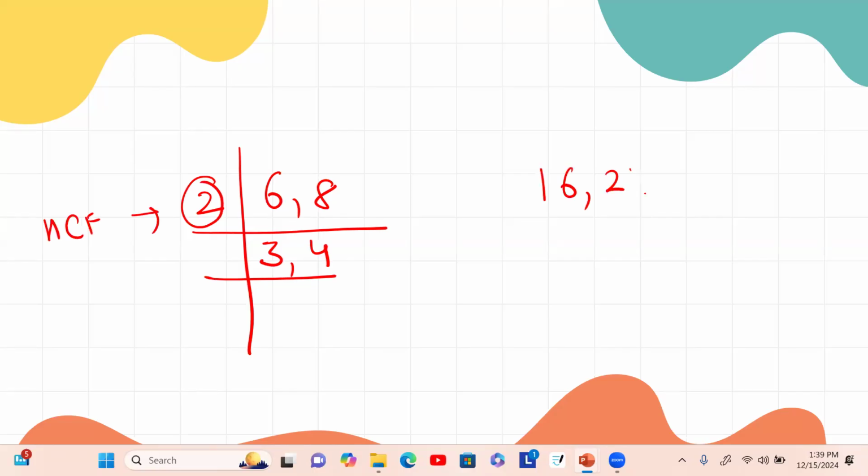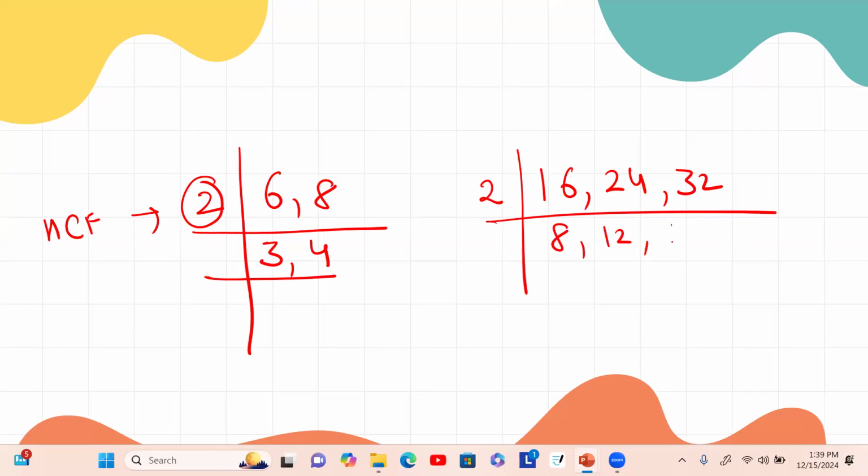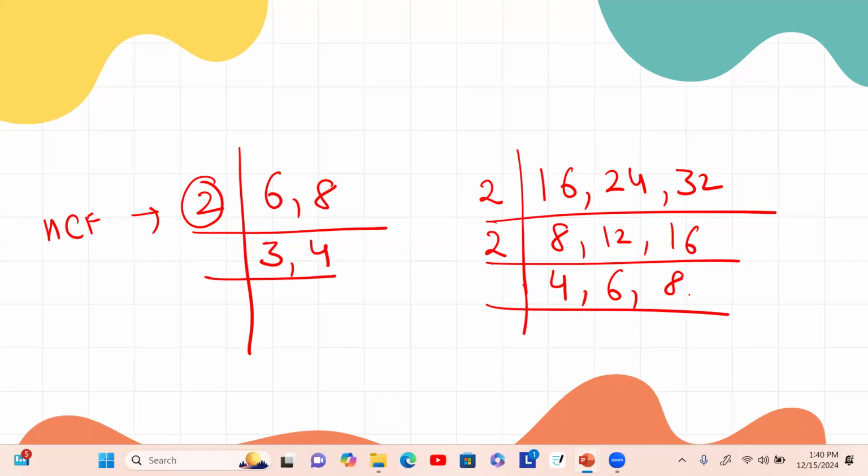Let's take one more example. Suppose I have to find the HCF of these three numbers. First, find the common factor of all of them. The common factor of all of them is 2. Now, common factor of all these three, 8, 12, 16. Again, I can see 2. 2 fours are 8, 2 sixes are 12, 2 eights are 16. Common factor of all three, again I can see 2. 2 twos are 4, 2 threes are 6, 2 fours are 8. Common factor of these three, there is no common factor. That means my job is done. My HCF will be 2 into 2 into 2, that is 8.